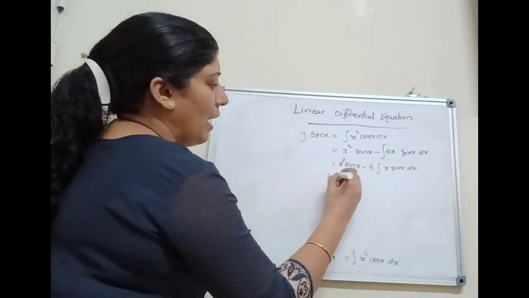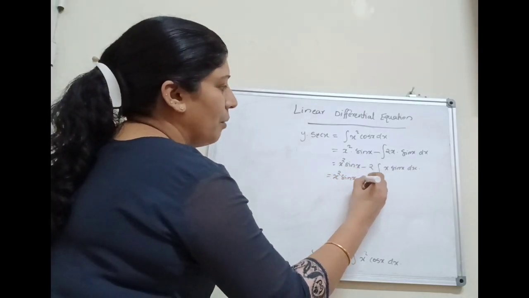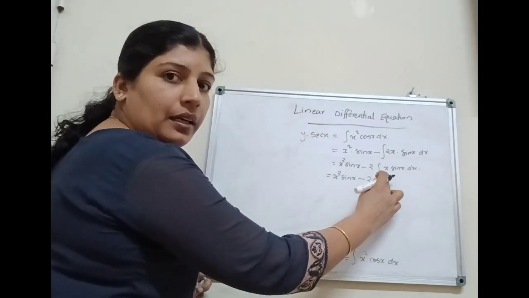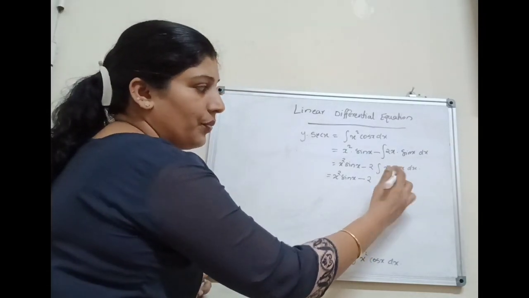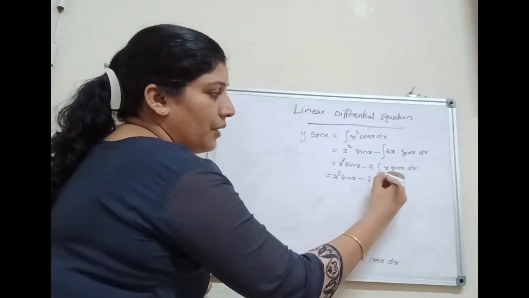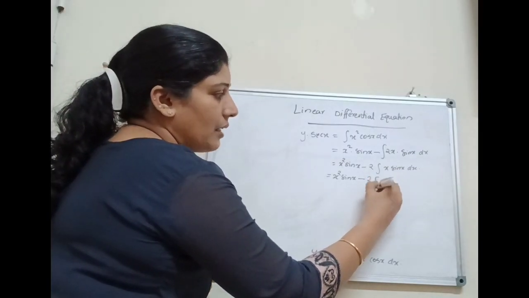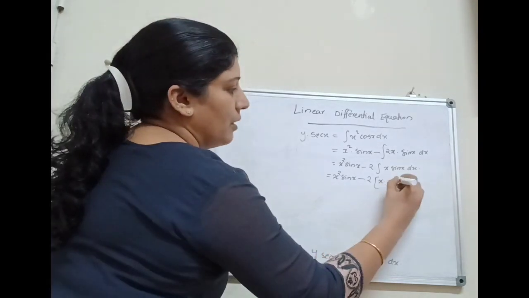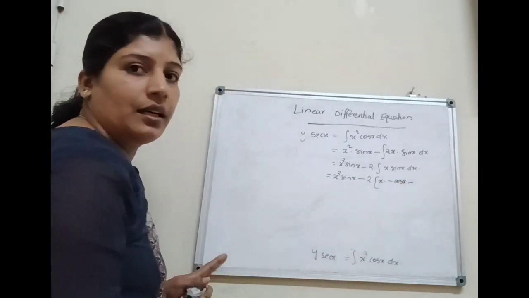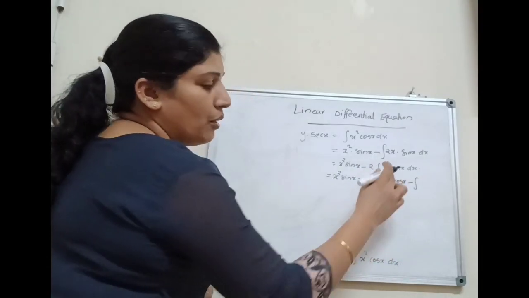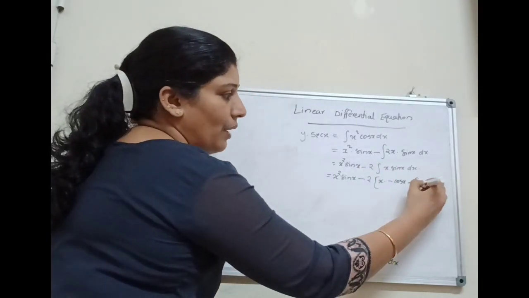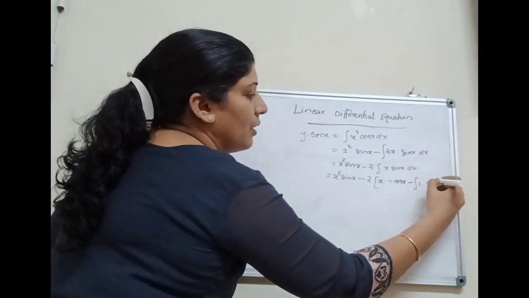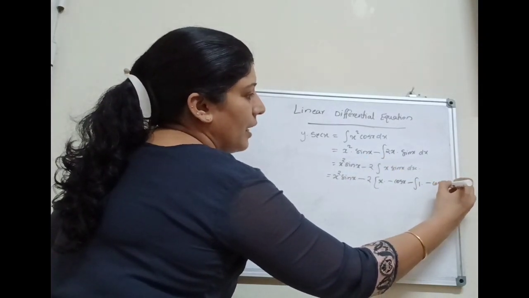That is equal to x square sin x minus 2 into, then next here we have to apply integral of first function into second function. Considering here first function is x, therefore x into integral of sin x is minus cos x, minus integral of d by dx of first function. Here d by dx of x is 1, into integral of second function, that is minus cos x dx.